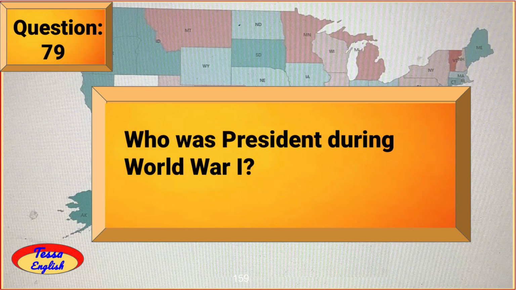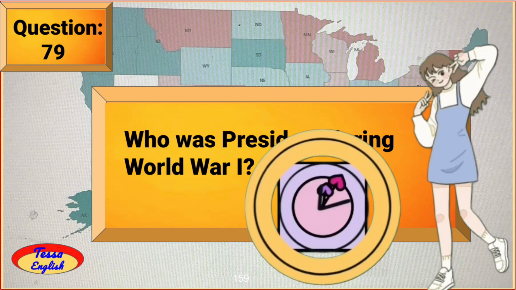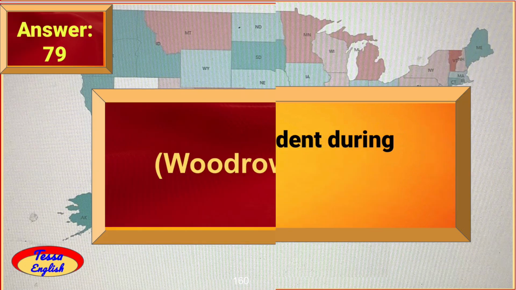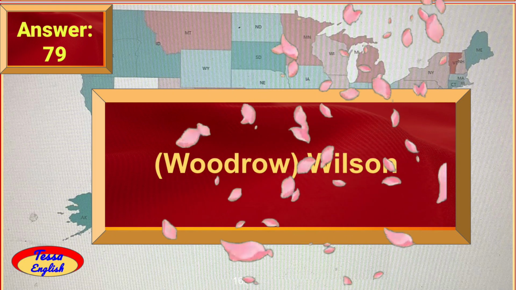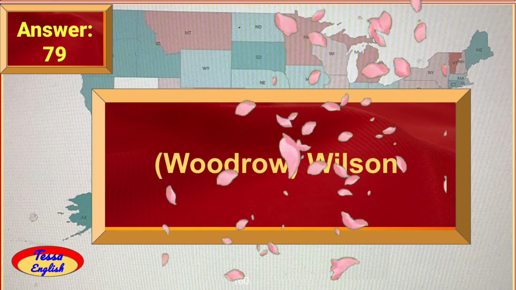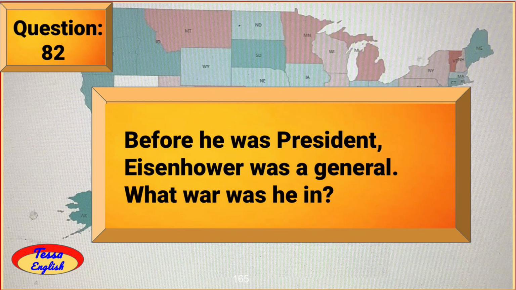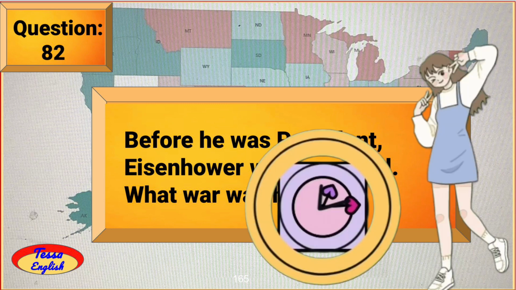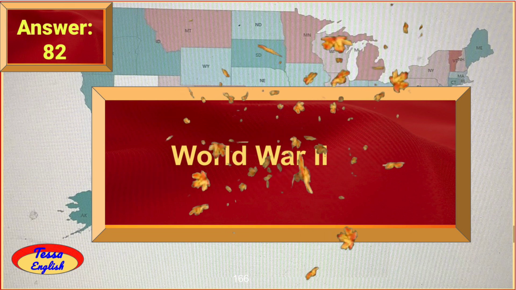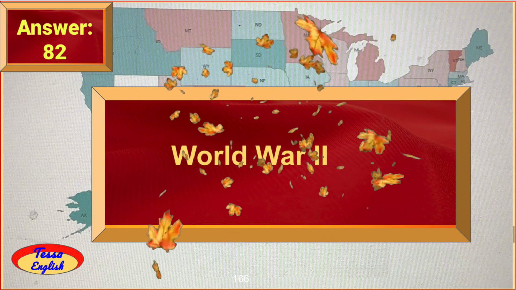Who was president during World War I? Woodrow Wilson. Before he was president, Eisenhower was a general. What war was he in? World War II.